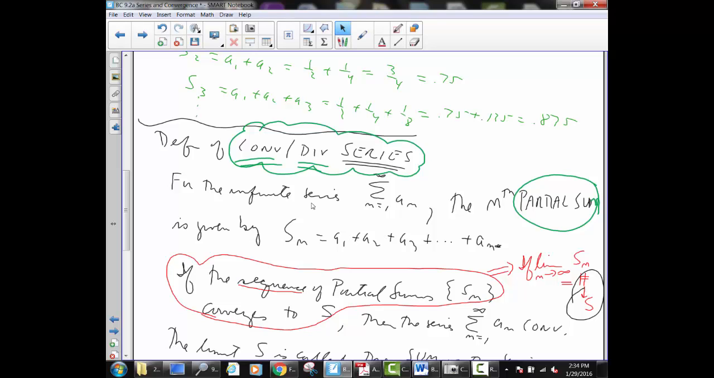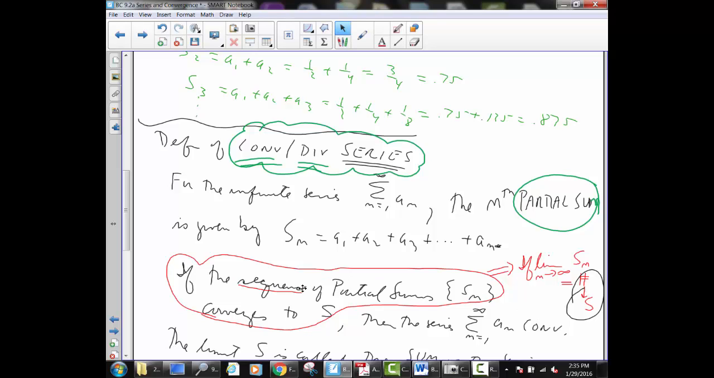For the infinite series, this is the definition of a convergent or divergent series. For the infinite series summation an, the nth partial sum is given by Sn equals a1 plus a2 plus a3 all the way up to plus an. If the sequence of partial sums Sn converges to a number S, then we say that the series An converges.